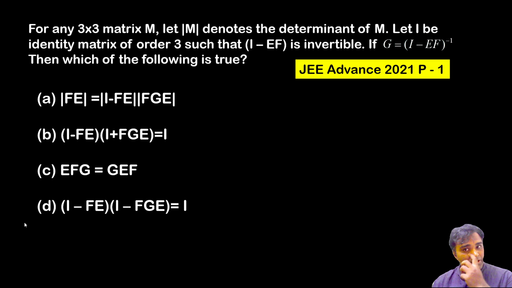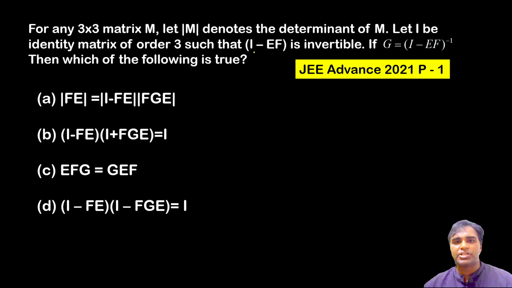So let's see this Advanced 2021 Paper 1 question of matrices. I found it very profound, so that's why I bring it to you. Now let's read the question. We have a 3 by 3 matrix M, and this symbol, mod M, denotes the determinant of M. Let I be the identity matrix and I minus EF is invertible. If G equals (I minus EF) power minus 1, then which of the following options are true? It is a multi-correct question, and we have to tell from these four which options are correct.